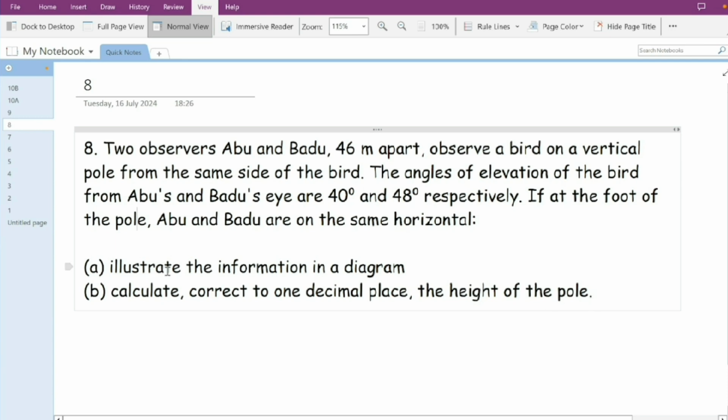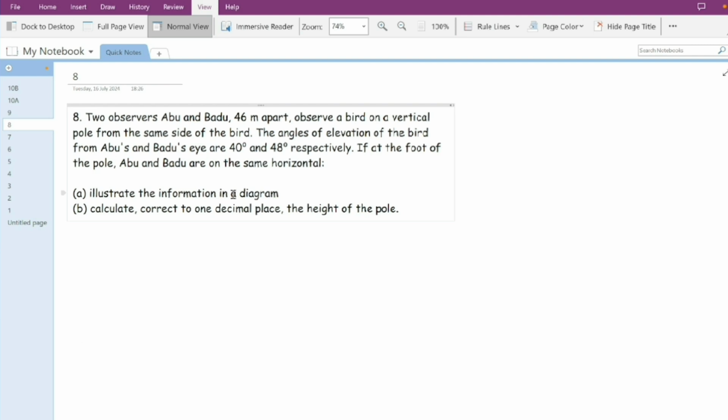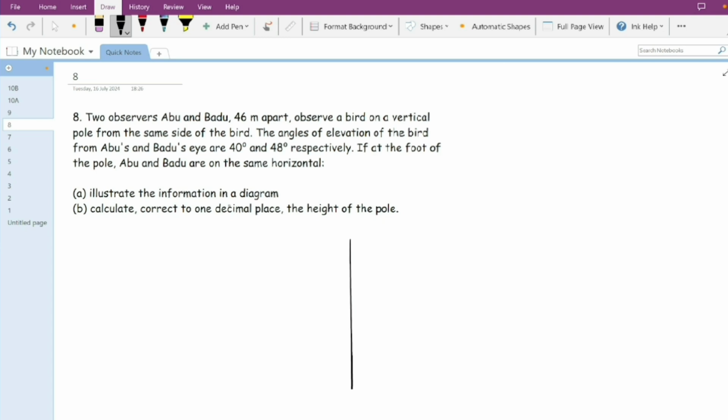The first question is to illustrate the information in the diagram. Going back to the question, to illustrate the information in the diagram, that's this question. Two observers, Abu and Badu, make Abu A and Badu B, 46 meters apart, observe a bird on a vertical pole on the same side of the bird. So let's say this is the vertical pole. They are on the same side of the bird, so we have them on the same side.